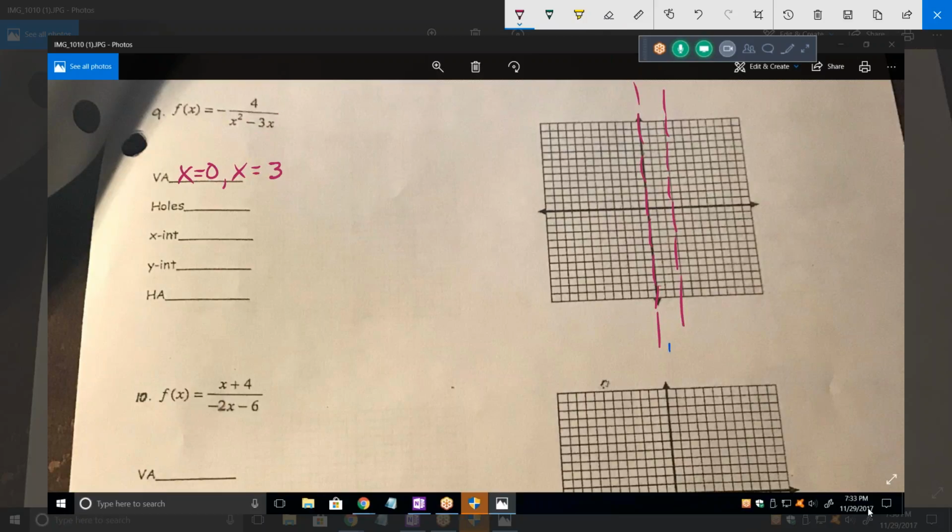Are there any holes? They put this question in here every time, and so far we have not seen a hole yet. No, there's not going to be one here either. You only get holes when you can cancel a factor in the numerator and the denominator, and it turns what would have been a vertical asymptote into a hole. That's basically what happens. Okay?